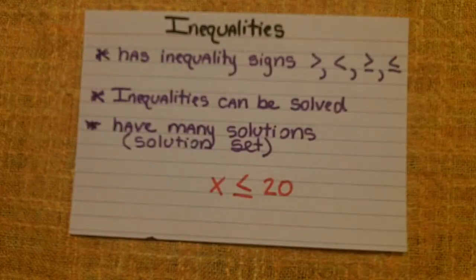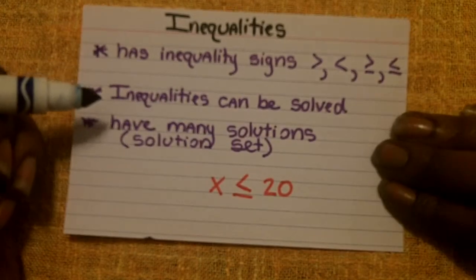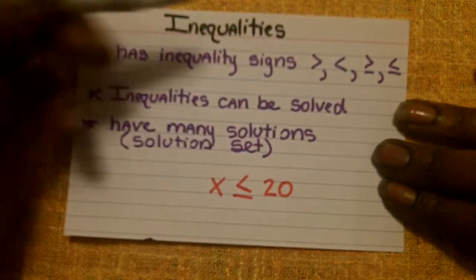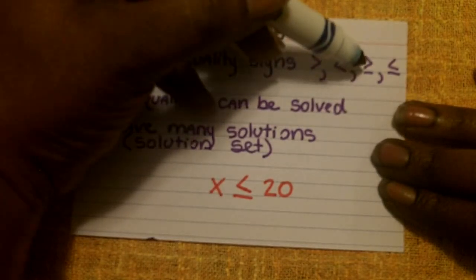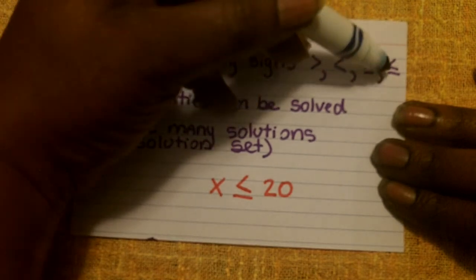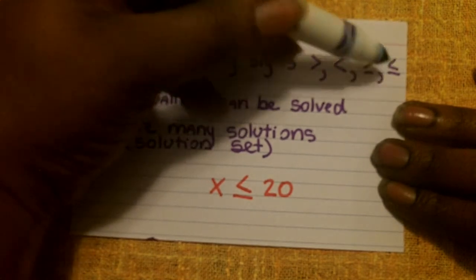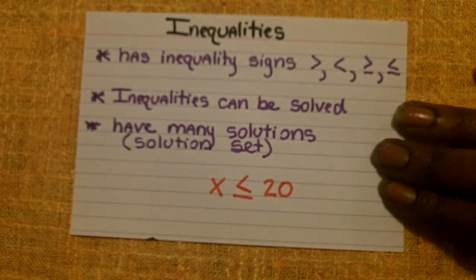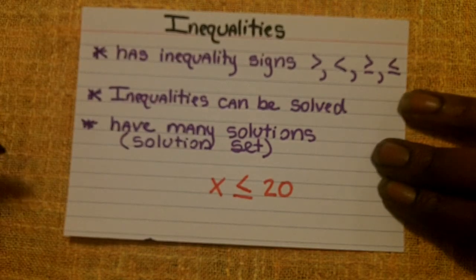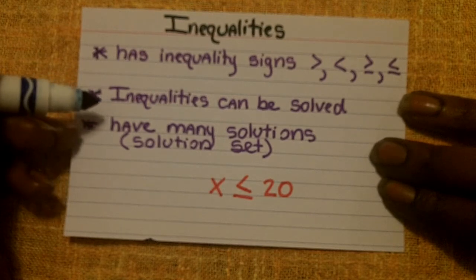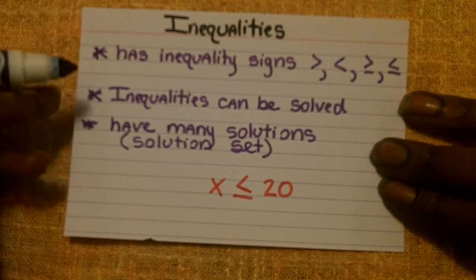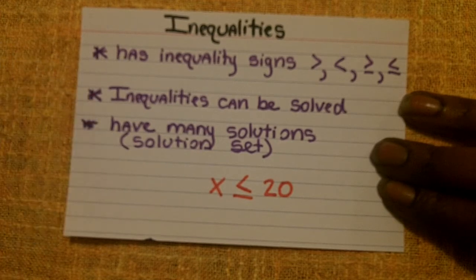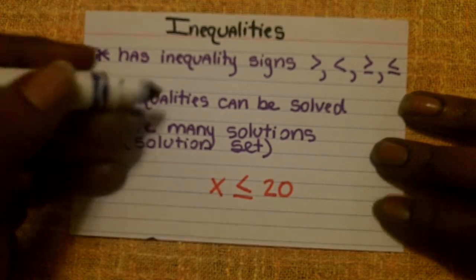It is important to know that in an inequality, you will have inequality signs. So that's greater than, less than, greater than or equal to, and less than or equal to. So either one of these inequality symbols will be in an inequality. It's also important to know that inequalities, just like equations, can be solved. But an inequality is going to have multiple solutions, many solutions.